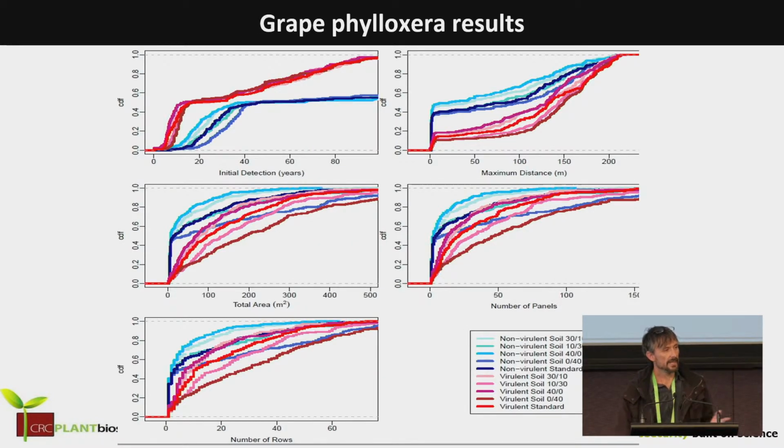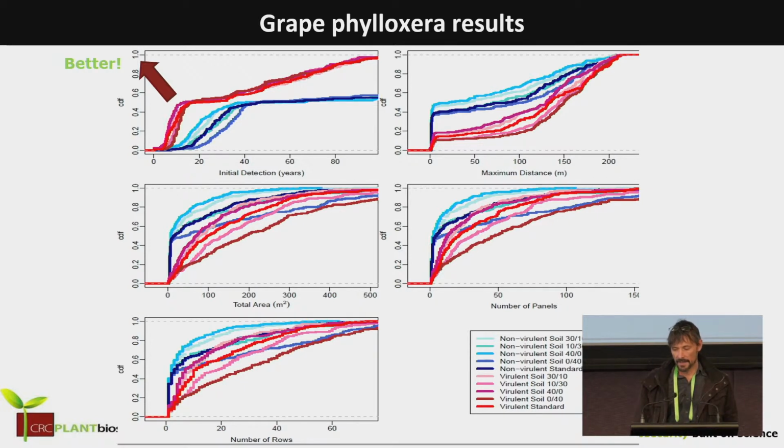We run the simulation many, many times, thousands of times, and we record for each design at what point in time a first detection occurs. Then we can record other things like the distance of spread at that time, or the spatial extent of the infestation, and so on. The top left-hand graph here shows the initial detection, and the y-axis shows the probability of detecting it within that number of years. So basically, further up and to the left is better. It means that you're going to have a higher probability of detecting it within a certain time.